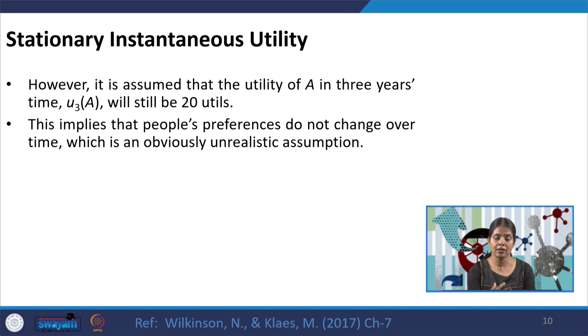For instance, youngsters are very fond of going for movies. They go to watch movies in groups of friends, but as we age, consider a person in his 40s, 50s, 60s, 70s, their preference for going to movies in groups or alone would be much lesser, which implies that utility from watching a movie has substantially decreased over a period of time. It is not the same, but then DUM assumes that it remains constant over a period of time.